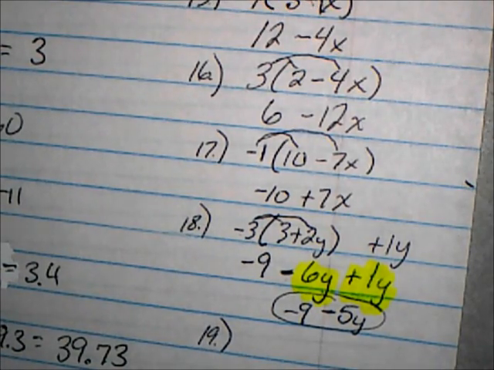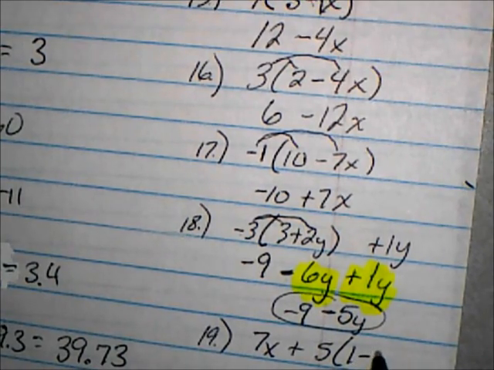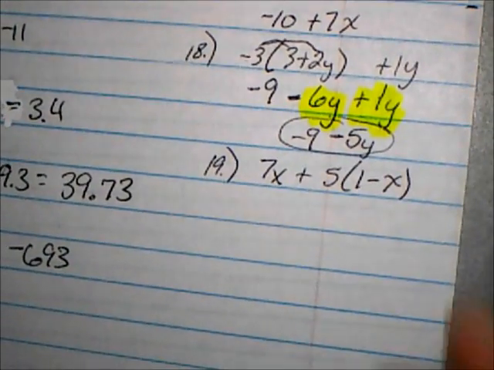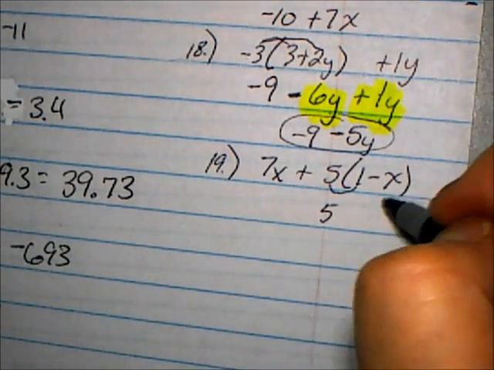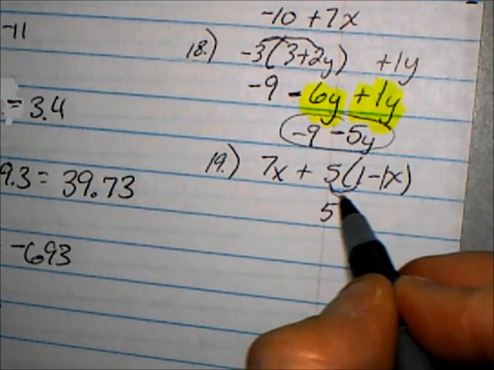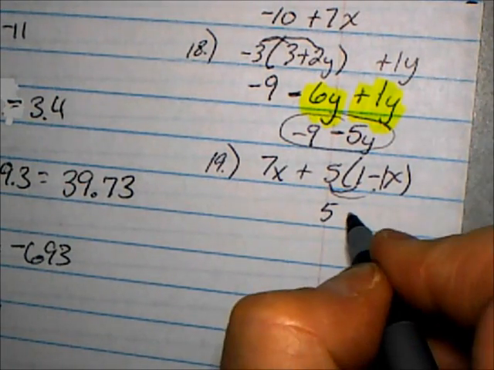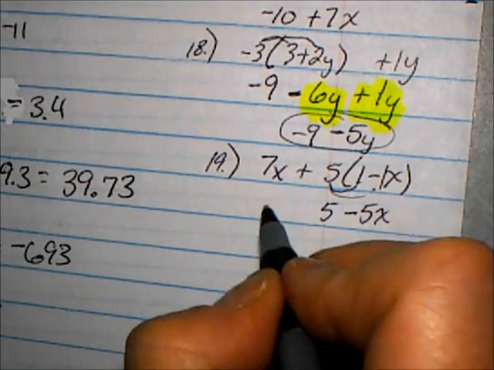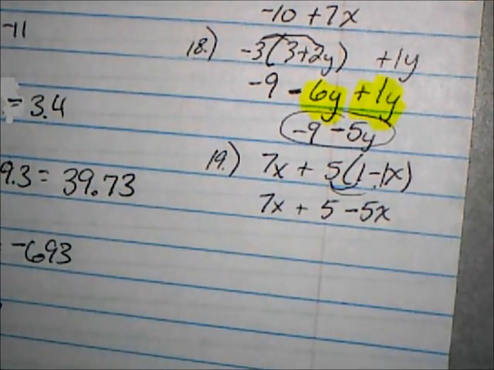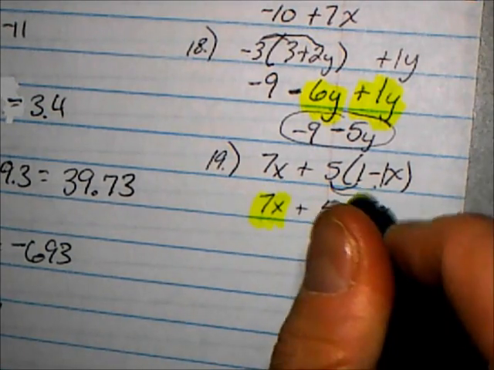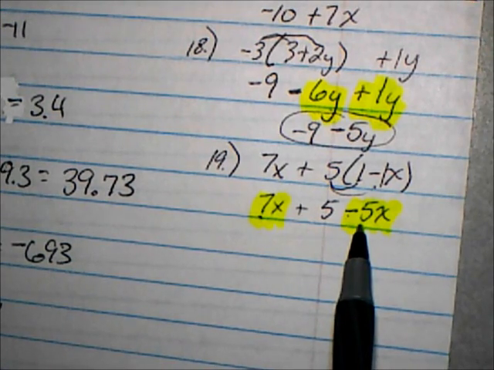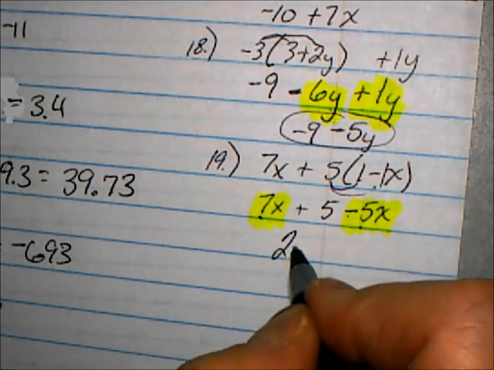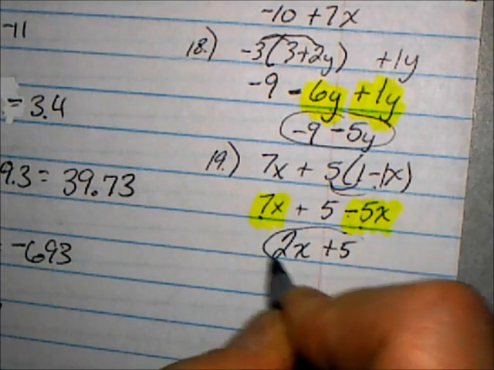Okay. 19. We have a 7x out front plus 5 parentheses 1 minus x. Alright, let's multiply by 5. 5 times 1 is 5. And then there's an understood 1 in front of this x. So once again, 5 times this time a negative 1 makes it negative 5x. Alright, like terms, I have my x's. 7 minus 5 is 2. So I have 2x plus 5, and there's your answer.